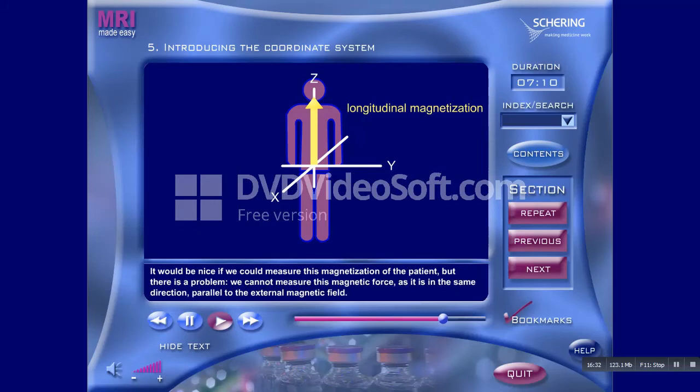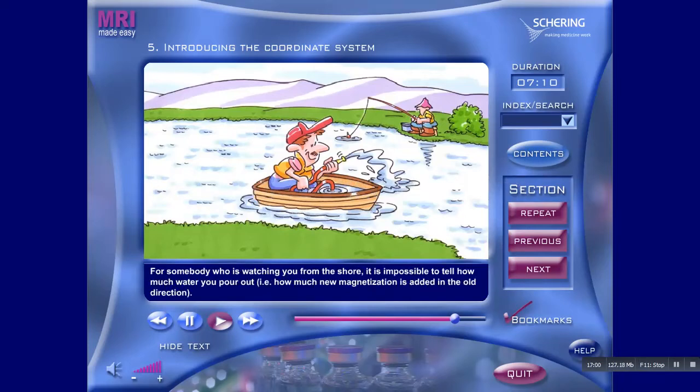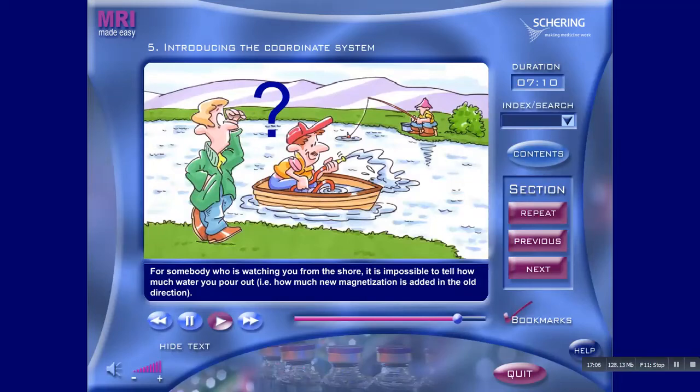It would be nice if we could measure this magnetization of the patient, but there is a problem. We cannot measure this magnetic force as it is in the same direction, parallel to the external magnetic field. To illustrate this, imagine you are sitting on a boat, floating down a river. You have a water hose in your hand and squirt water into the river. For somebody who is watching you from the shore, it is impossible to tell how much water you pour out. In other words, how much new magnetization is added in the old direction.